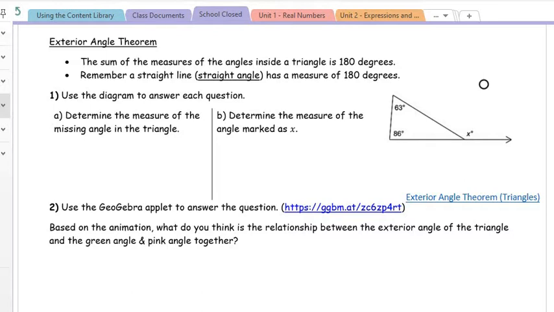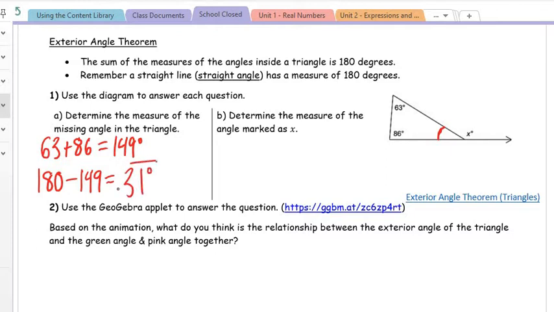It says, determine the measure of the missing angle in the triangle. So basically, we want to find this angle right here. I'm going to mark it off with the red arc. We're using the same theorem that we have for the past few days. We know the two angles that are given, so we're going to add 63 plus 86, and that would equal 149 degrees. To find the missing angle, we have to subtract that from 180, so 180 minus 149 would give us an angle that is 31 degrees.